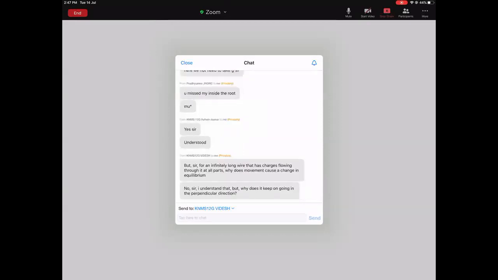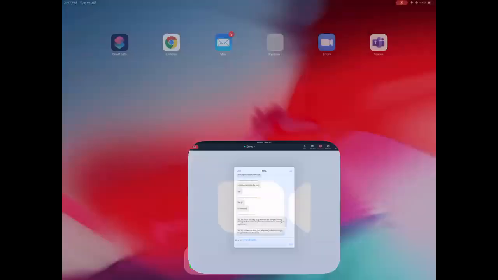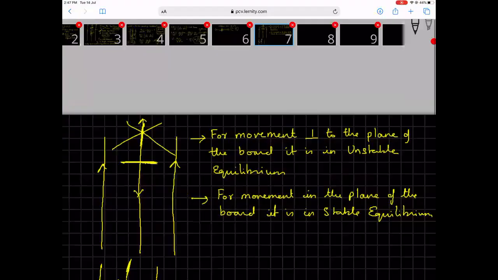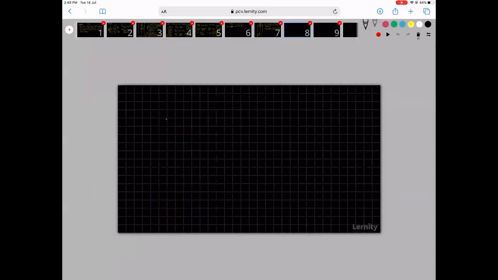Why does it keep on going in the perpendicular direction? Because there is a repulsive force. There is one wire here, one wire here, and another wire here. So this one is going to push it in this direction, and this one is going to push it in that direction. So the resultant push will be like this, and it will keep moving. So unstable equilibrium.